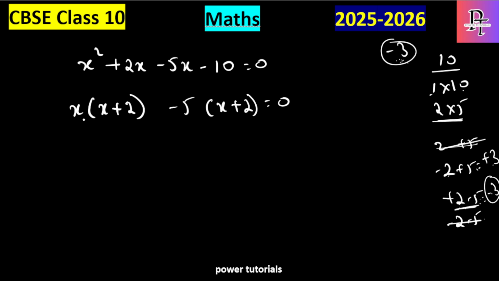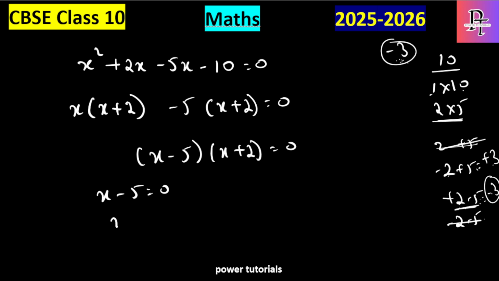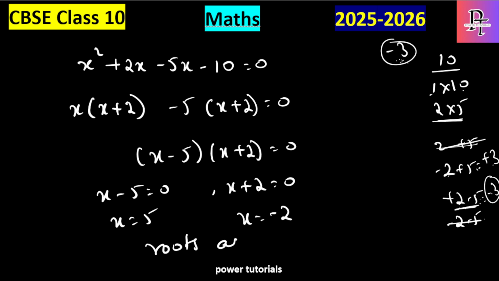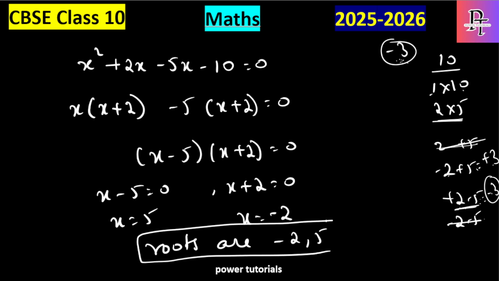Now let's write the common and separate values. It is x minus 5 into x plus 2 is equal to 0. So equate both the values to 0. x minus 5 is equal to 0, x is equal to 5. Same way x plus 2 is equal to 0, x is equal to minus 2. Hence the roots of this quadratic equation are minus 2, 5. Make sure to box it so that it becomes a common practice, because even in the final exams you have to box your answer, then the invigilators will easily find your answer.